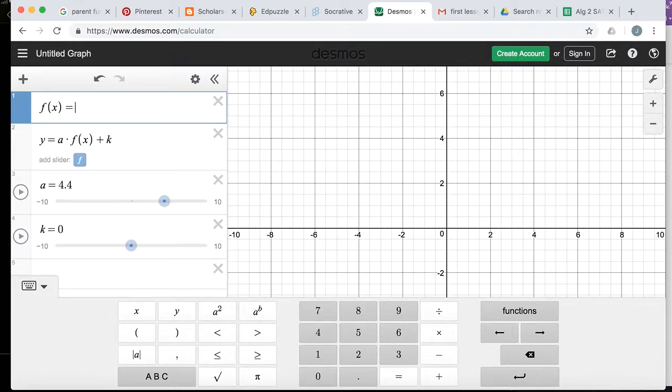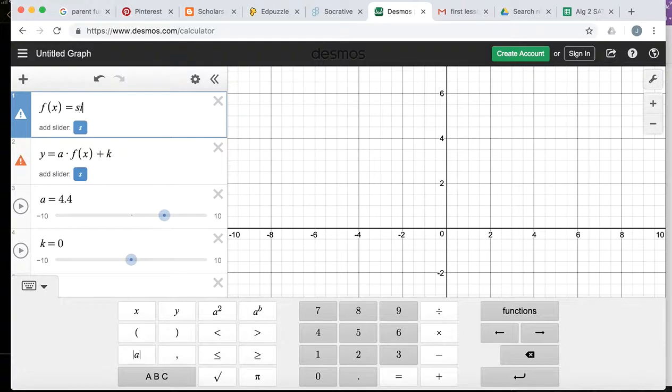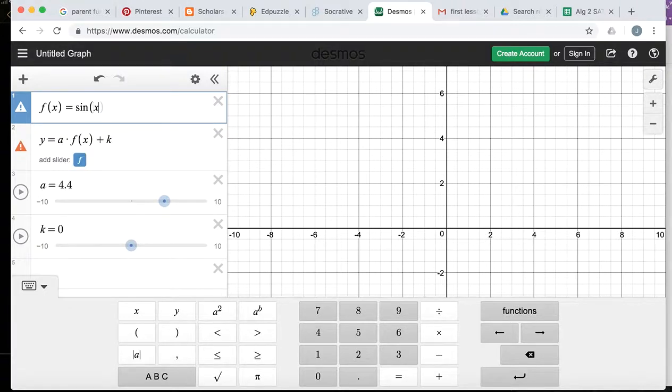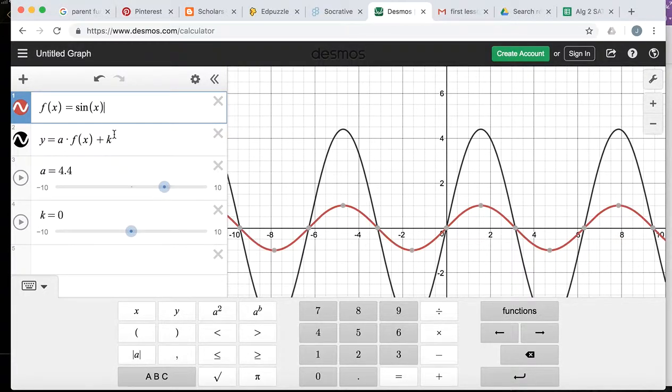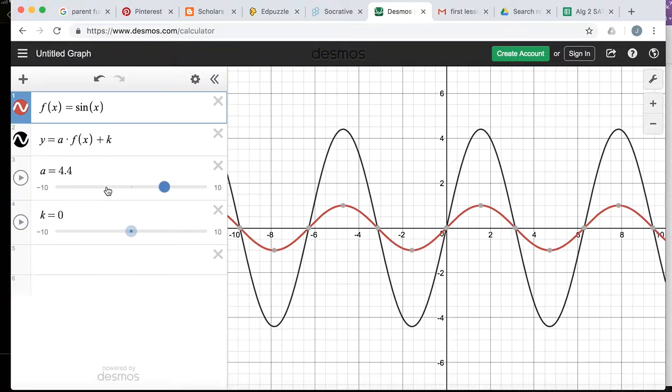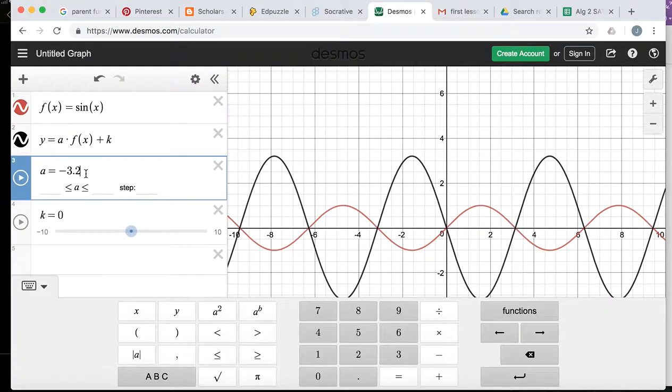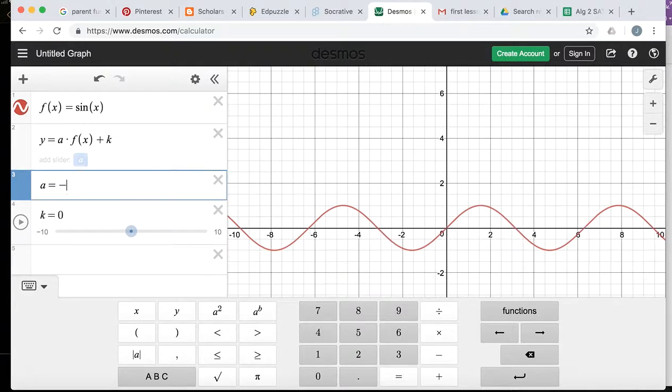All right, so you can choose any parent function you like. As I said, I'm going to go with sine of x. All right, my a default value is 1. I can go in here and just type it if I like, and say a equals 1.